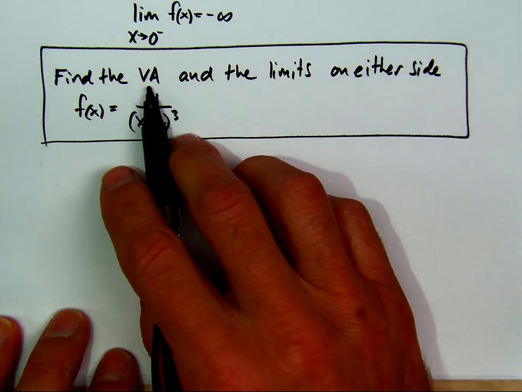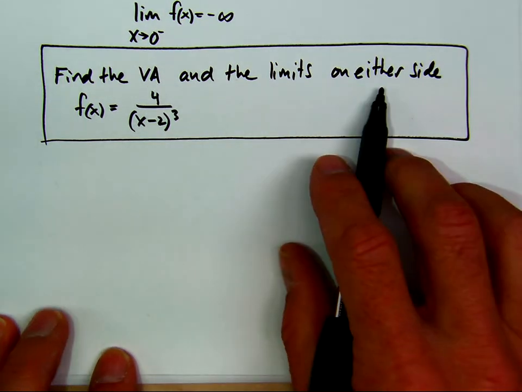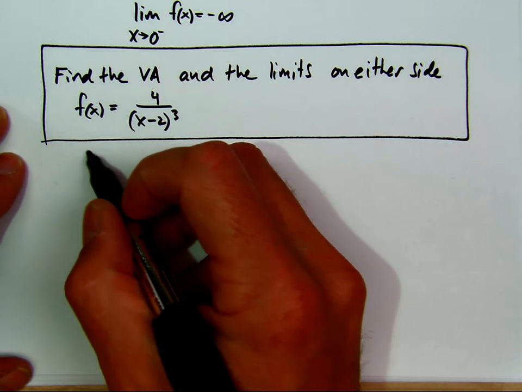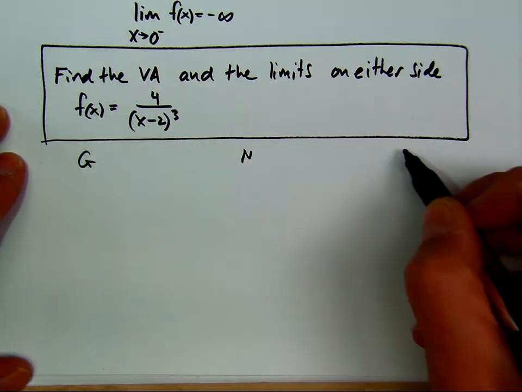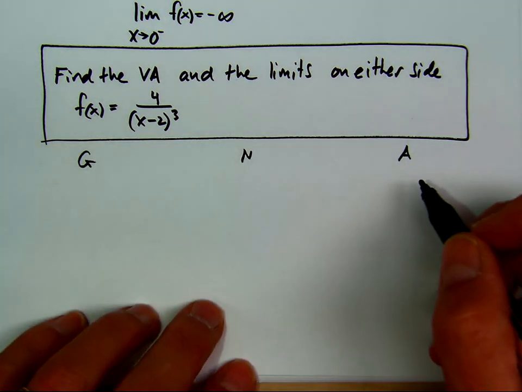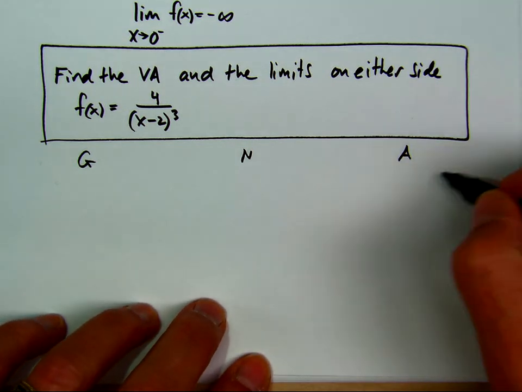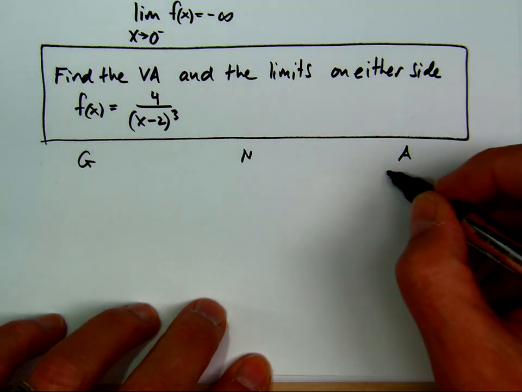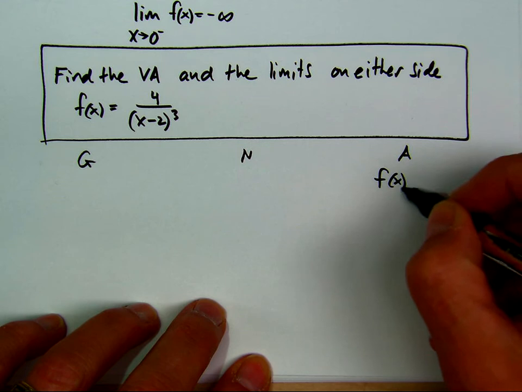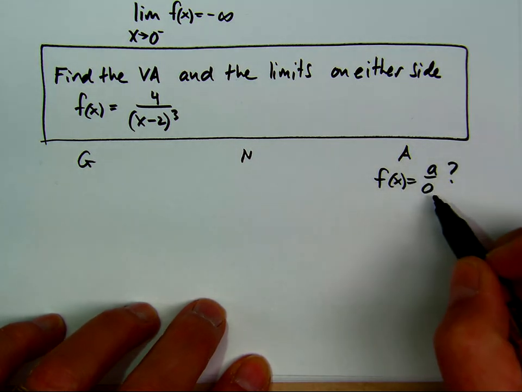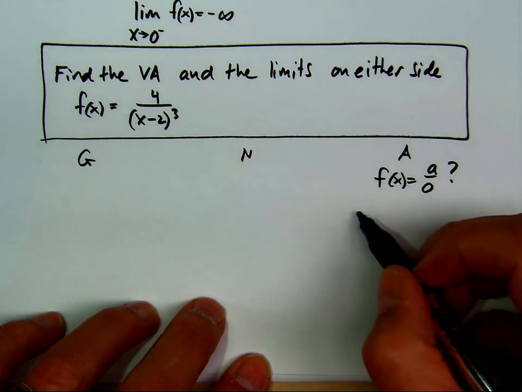All right, find the vertical asymptote and the limits on either side of the vertical asymptote. Let's look at this graphically, numerically, and analytically. And we want to know, when does f of x equal a number over 0? We want to know when the denominator is 0. So let's check.